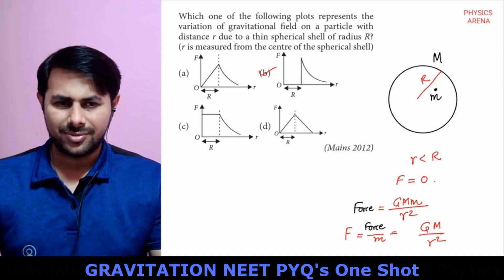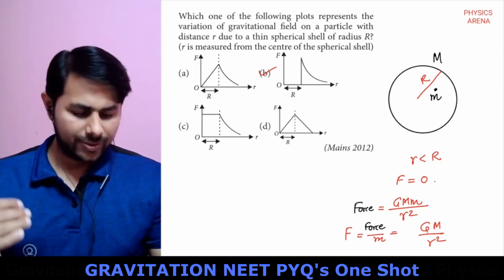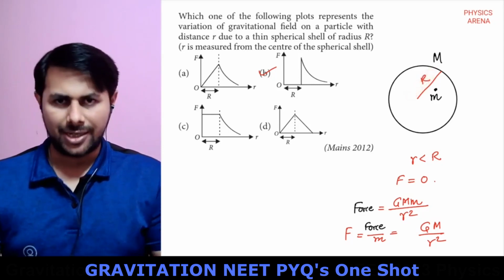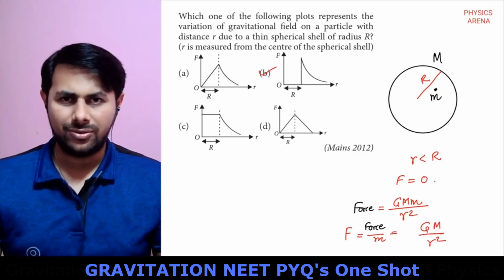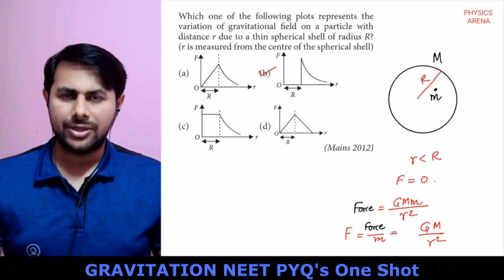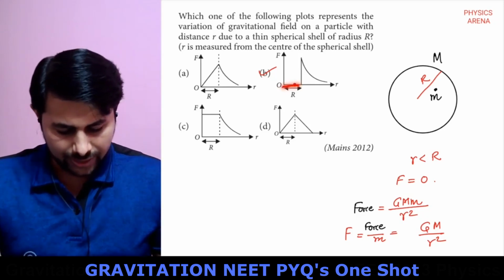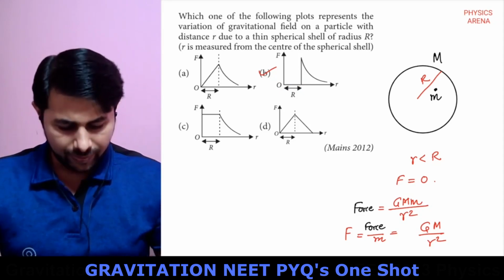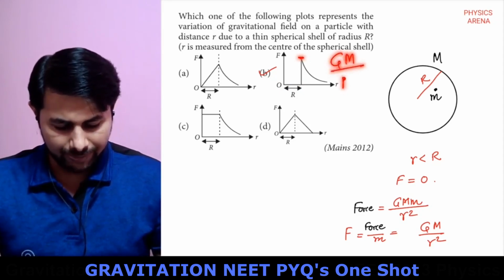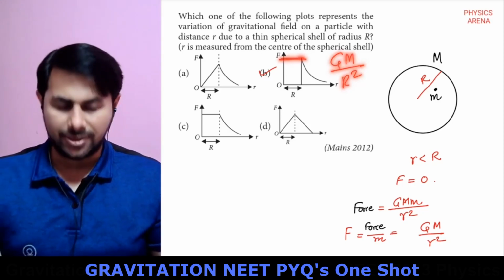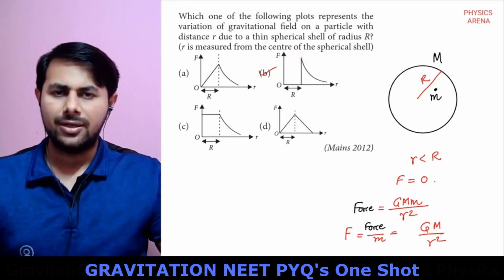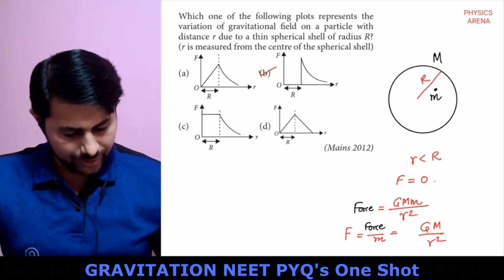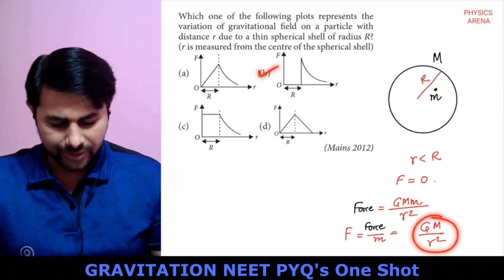Till the distance from the center of the shell is less than R, the force on any mass kept inside the shell will be equal to 0. Therefore the gravitational field is 0 till distance R. After that it is equal to GM upon r square, GM divided by capital R square. This will be the maximum value, and then it falls inversely as r square. So therefore it's option B.